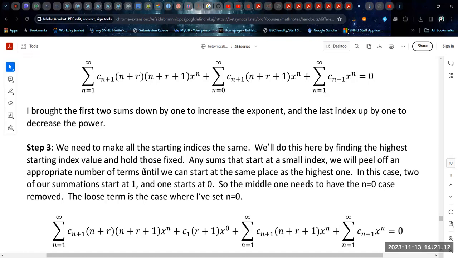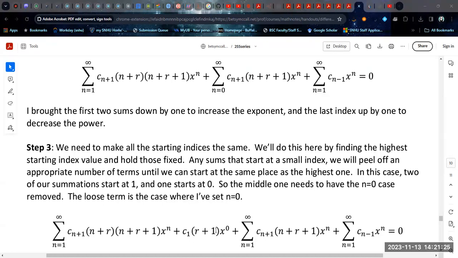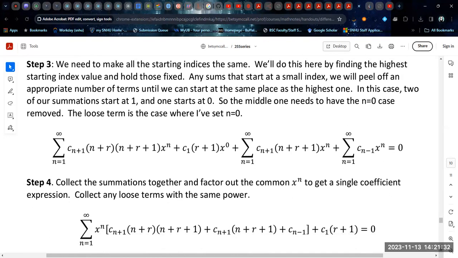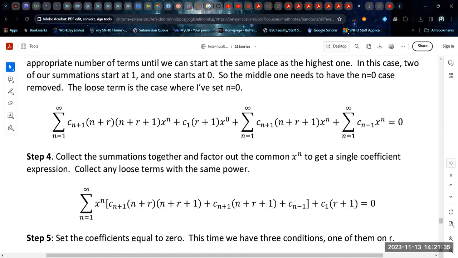The next step, again, follows the same as before. We try to make all of the indices equal to the same starting value. So the one that starts sooner, we bring out the leading term by plugging in n equals 0 and then leaving the remaining terms inside the summation. And then step 4 is we collect everything. So we factor out our x to the n. All of the coefficients that go with our x to the n's all go together. And then our one loose term is out here by itself.